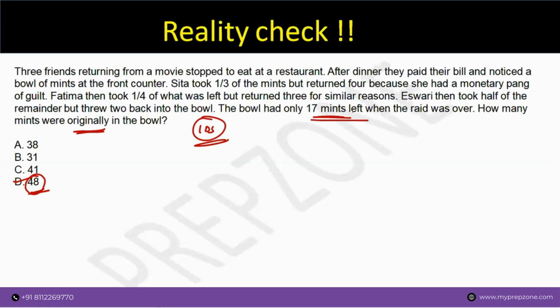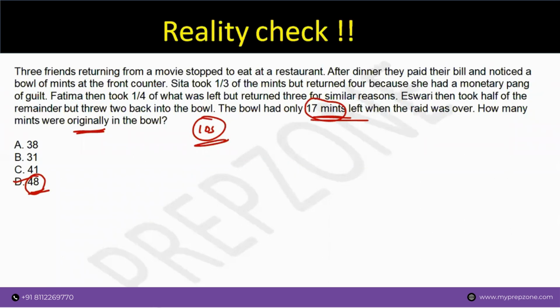And I know that just before the raid was over, Eswari took half of the remainder but threw 2 back in the bowl. So after Eswari, the final remaining mints were 17. I will use a bottom-up approach here, which I think some of the students have already used. Why? Because the final information that is given to me is static.